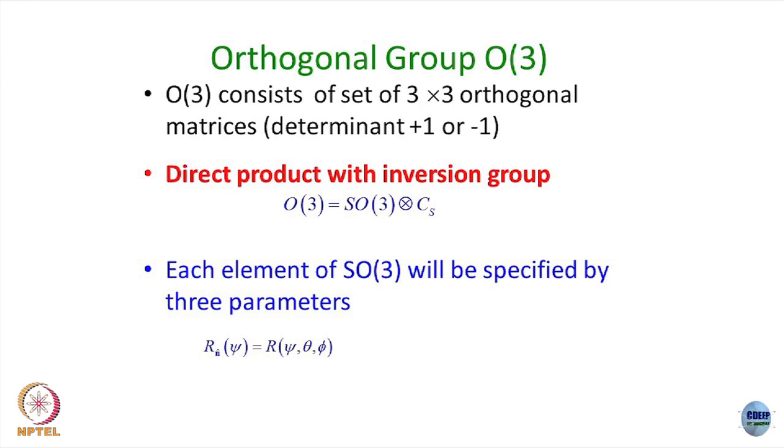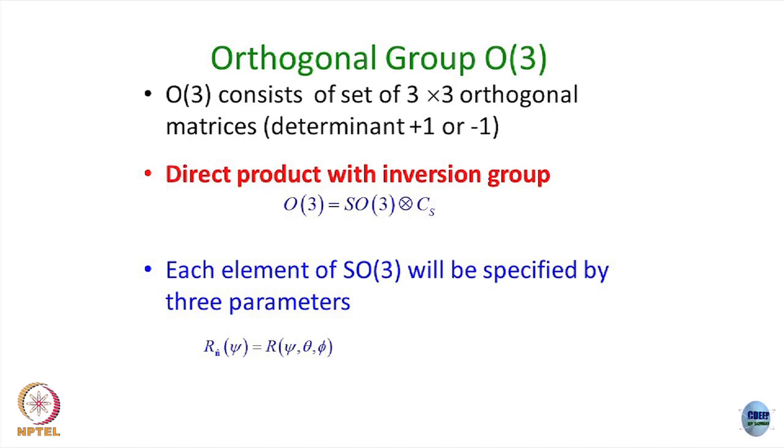Okay. And then we went on to our familiar orthogonal group of rotations in three dimensional space, and then I said that there can be proper rotations or improper rotations. Improper rotations will have a determinant of minus 1, and O3 includes proper and improper rotations. So, it can have determinant plus 1 and determinant minus 1. And someone came and asked me what is this direct product. This CS is just a set which involves identity and an inversion matrix.